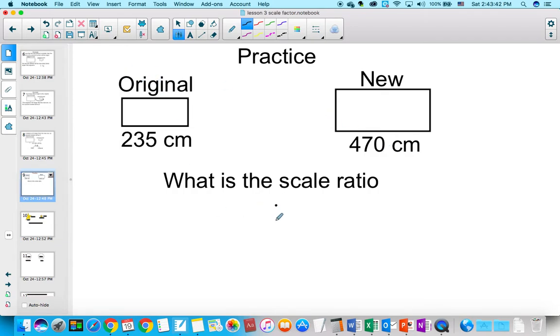So we'll just start off with a blank ratio, and we look at the original. First off, we know that the original is smaller than the new scaled rectangle, right? This new scaled rectangle is 470, and the original is 235. If the new one is bigger, how many times bigger is the new one to the original? Well, it's 470, and this is 235. It's about 2 times bigger, right? So the new one is always represented in the first section of our ratio, and the original is always represented in our second number. So since the new one is 2 times bigger, we would put a 2 here, and the original is 1. So it is a ratio of 2 to 1, because the new scaled rectangle is 2 times bigger than the original rectangle.